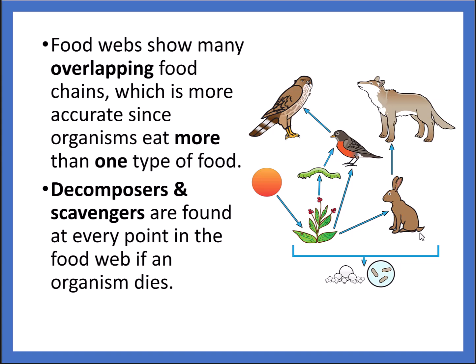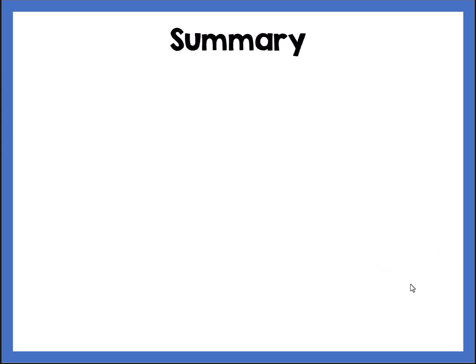And then decomposers and scavengers are found at every point in the food web if an organism dies. So we just represent that by putting them at the bottom here, but if this rabbit dies, they would be involved in the decomposition. Same thing with the coyote and anything else in this food chain or food web. Anytime it dies, a decomposer or scavenger could be part of that system.